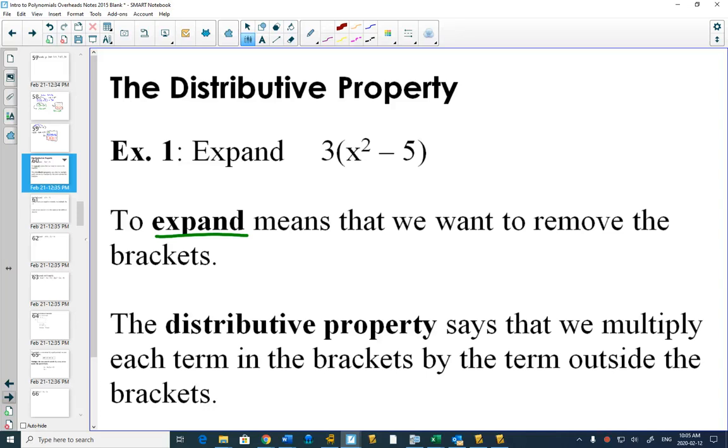Right? One bag has an x squared and a minus 5. And you have 3 of them. So the distributive property says that we multiply each term inside by the term on the outside. So can you see that if you multiply this, you would have 3x squareds in the end. And if you had minus 5 3 times, that would give you minus 15.